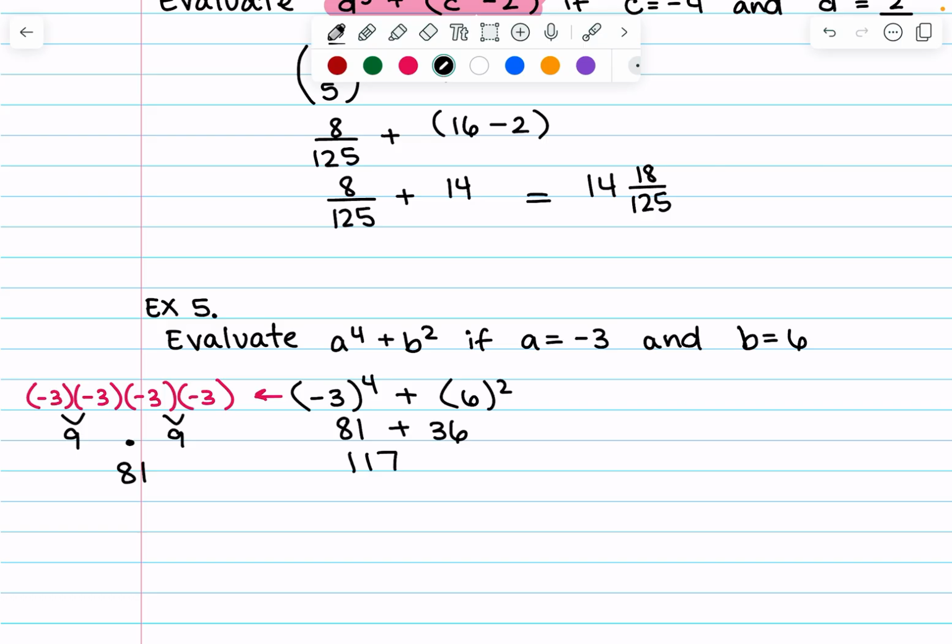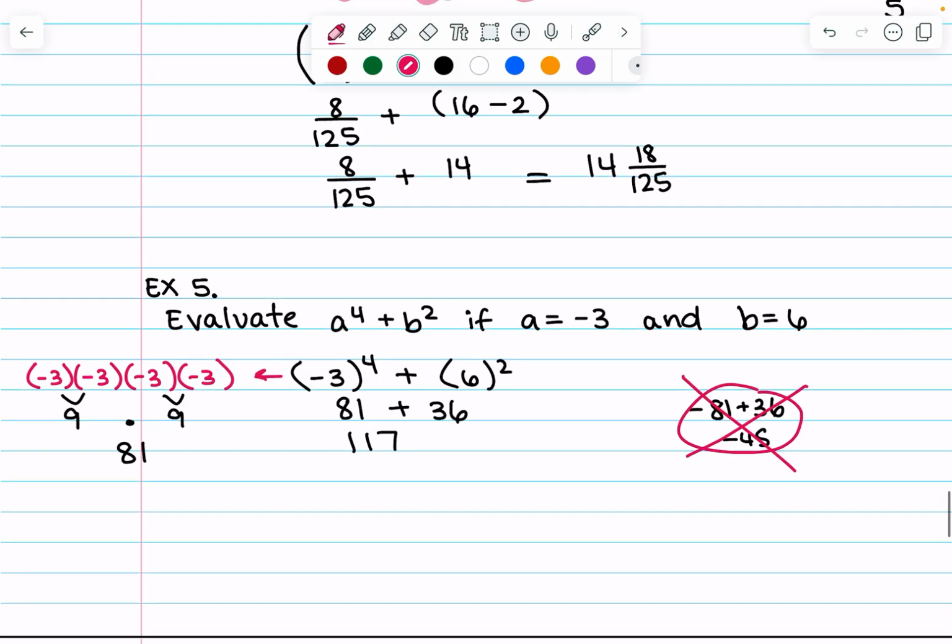So remember, when we substitute in, we have to make sure that we are using parentheses. Because if you did not use parentheses there, you would have gotten a negative 81 plus 36. And then negative 81 plus 36, that would have been a negative 45. And see how that is a very big difference than 117. So use parentheses. I cannot stress that enough. You have to use parentheses.